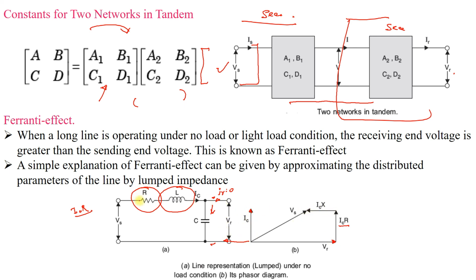Now VR plus the drop across the line: this is VR, and the drop is the phasor sum of ICR and ICX. ICR is the drop across the resistance, and ICX is the drop across the inductance. So this will be the drop across the line impedance Z. VR plus this line drop will be equal to Vs, the sending end voltage. And you can see that magnitude wise, VR is greater than Vs. So this is a simple explanation of the Ferranti effect.